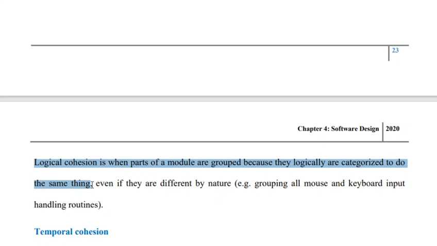So, for example, all the functions that are there in the module are capable of reading, so that is not desired. All the functions that are capable of displaying, that's not desired. So that is what is called logical cohesion, a type of cohesion that is encountered because of the grouping of the functions based on their logical abilities.